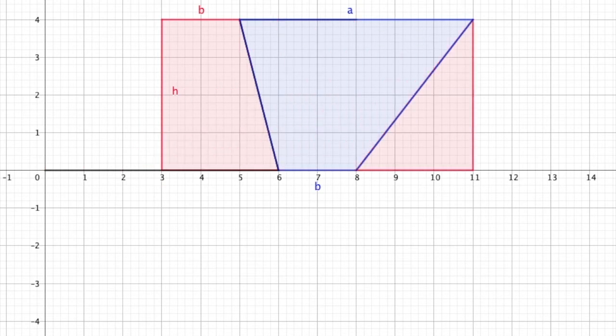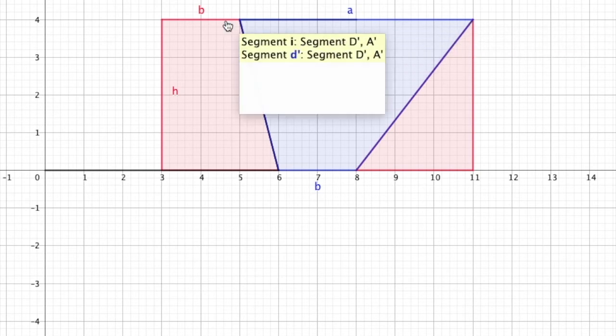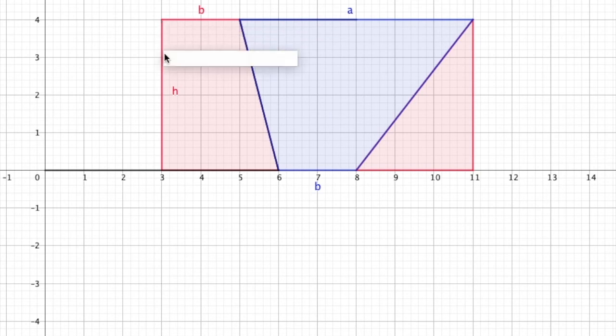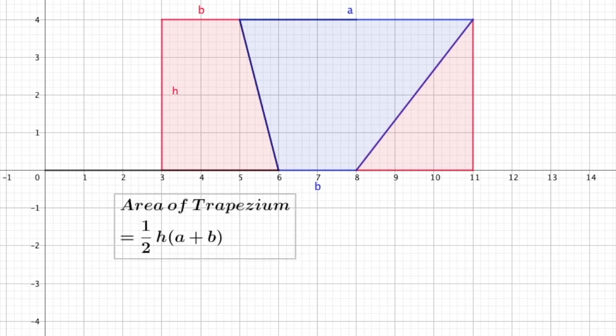So now we can see we have a rectangle. The area of this rectangle is the base, which is a plus b, times the height, which is h, and that gives us h times (a plus b). And then, of course, the trapezium is half that, so that gives us our final formula for the area of a trapezium, which is half of h times (a plus b).